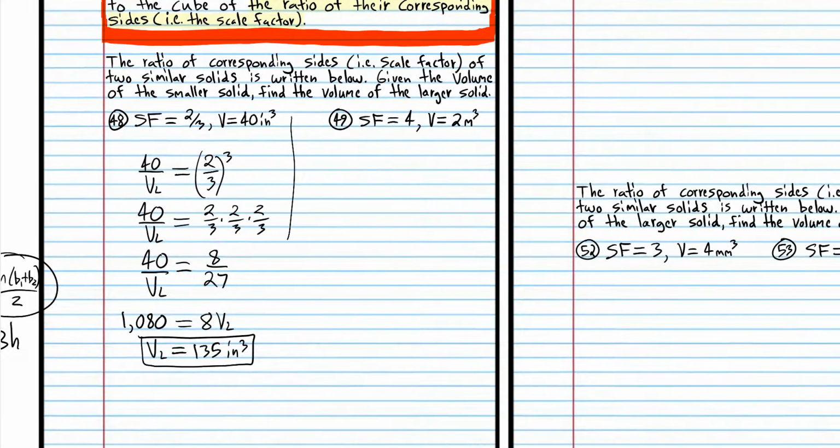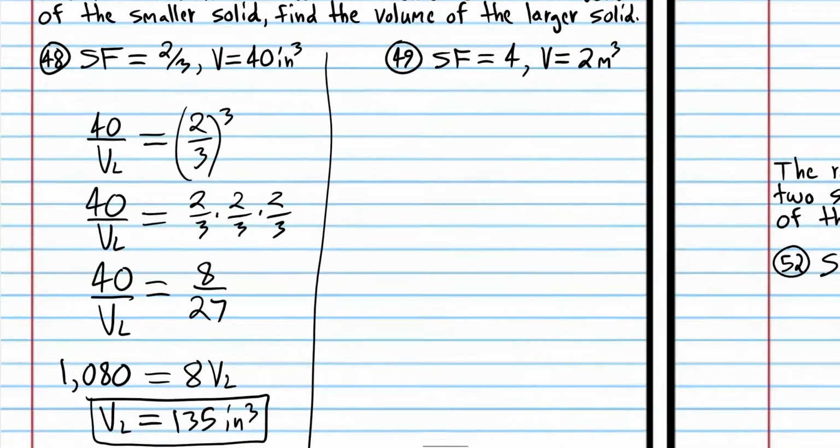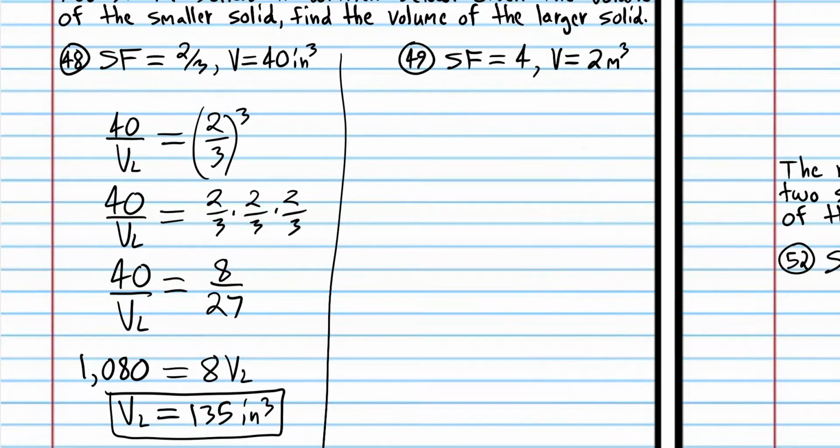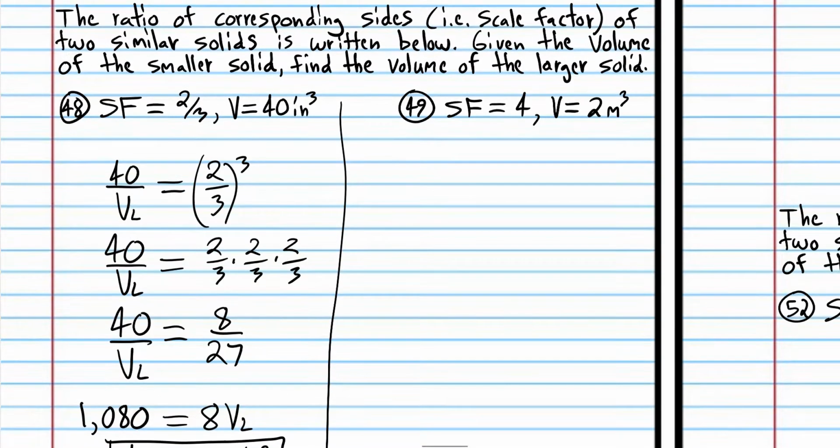All right, so let's do one more of these before you try one on your own. So the scale factor is 4. And again, we're told that this is the smaller volume, so I'm going to put the smaller one on top. You could reverse it if you wanted to, it doesn't really matter. And the larger one is on the bottom, so these are the ratio of the volumes. One volume we know, the other volume we don't know. And that has to be equal to the ratio, the scale factor cubed.